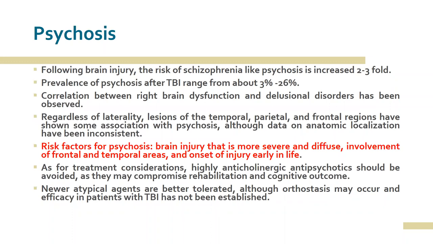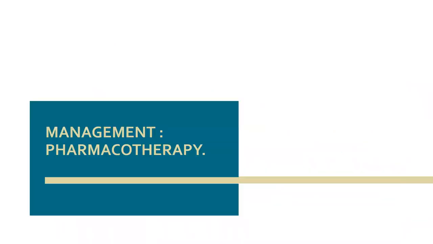Psychosis: the prevalence of psychosis after TBI is generally 3 to 26%. Risk factors for psychosis are when the brain injury is more severe and diffuse, involves the frontal and temporal areas, and when the onset of injury is in early life. In that case, psychosis is very common.